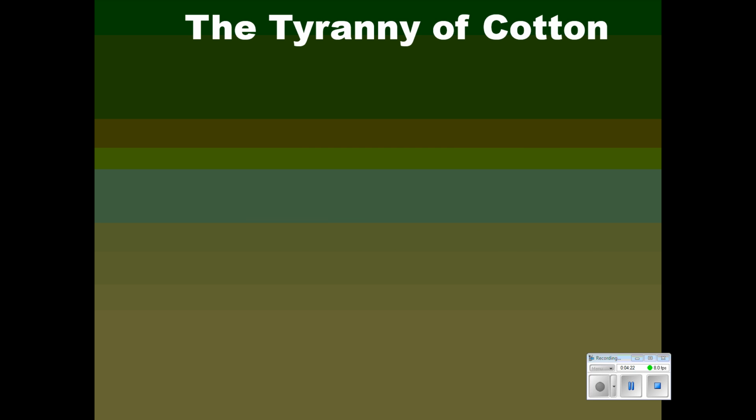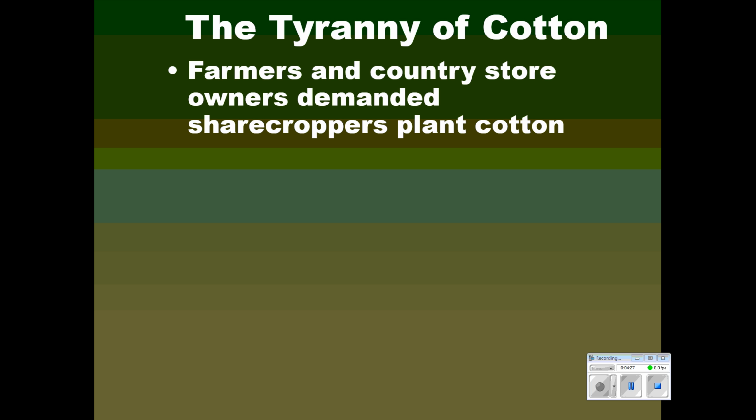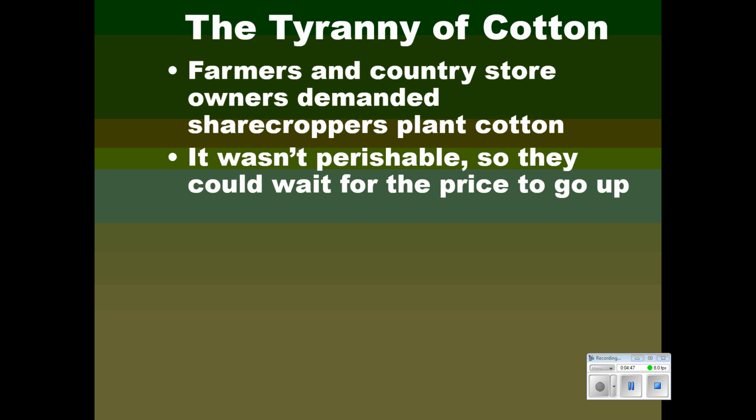Now, what you might call the tyranny of cotton comes into play here. Farmers and country store owners demanded that sharecroppers plant cotton. If they wouldn't do that, then they couldn't get access to the land and they couldn't get the seed and food that they needed from the country stores. So they had no choice. They had to plant cotton. Now, the landowners and store owners did this because cotton was not perishable. It wouldn't spoil. So they could wait for the price to be more favorable and then sell it in ways that served their own interests.